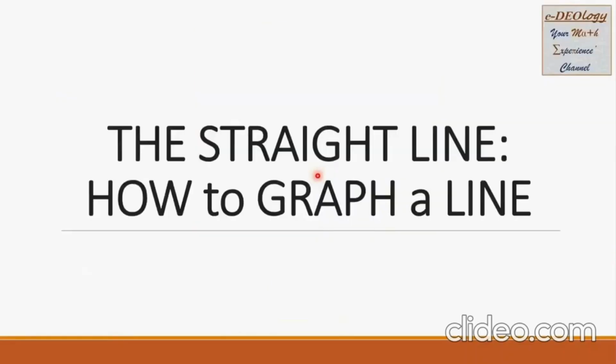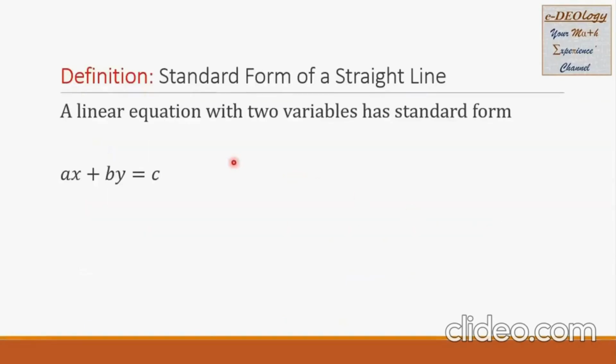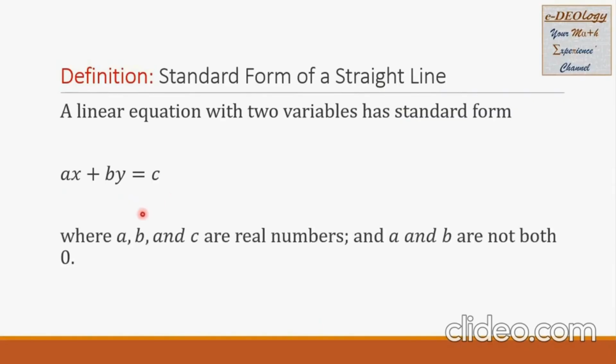Hi everyone, today we're going to study how to graph a line. Let us define the standard form of a straight line. A linear equation with two variables has standard form ax plus by equals c, where a, b, and c are real numbers and a and b are not both 0.